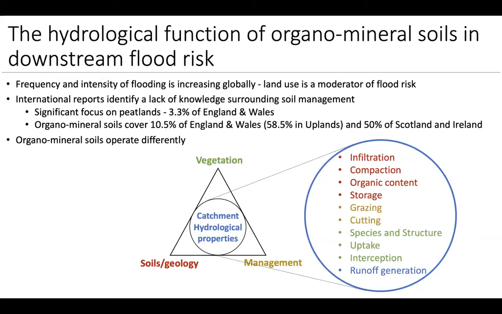Now, organomineral soils have a mineral base with a peat surface layer which is less than 40 centimetres deep but contains greater than 20% organic material. And they cover about 10% of England and Wales, but up to 50% in Scotland and Ireland. They cover a much larger area than peat, but really we don't understand how they operate hydrologically, just from a lack of research and study on them.